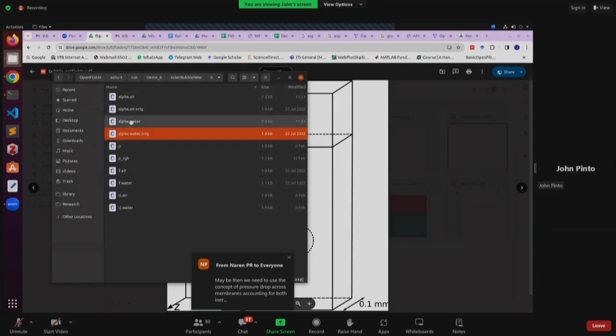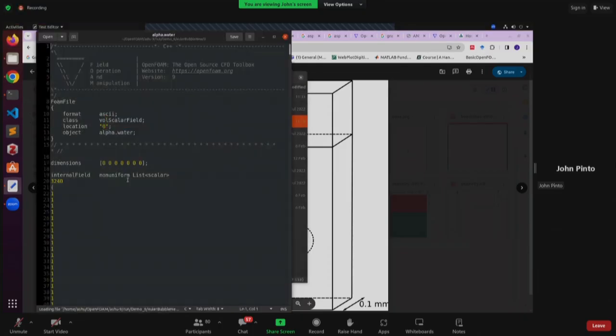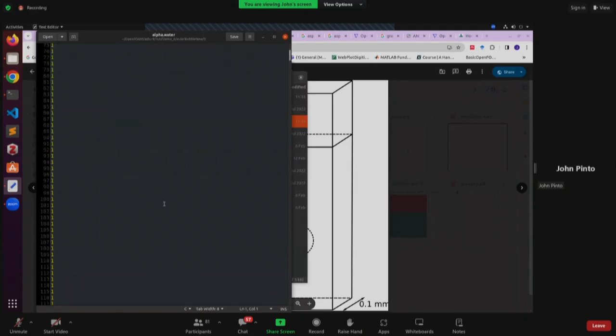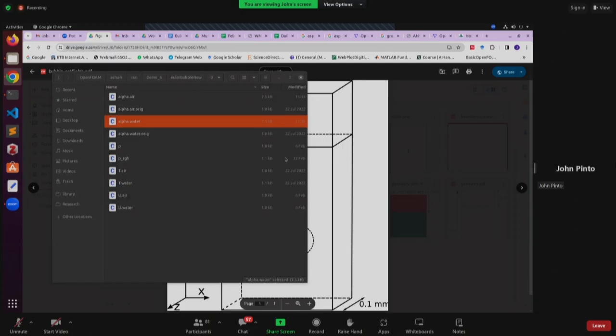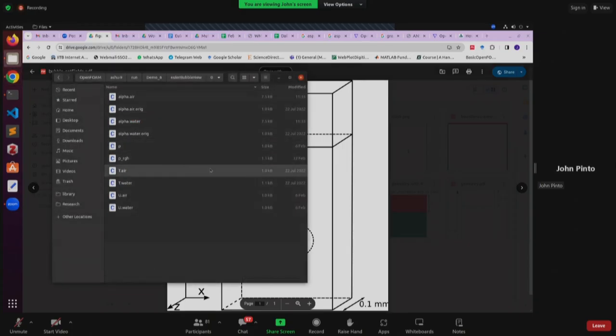And if you see this alpha.water, then it gives a list of the internal field where alpha.water is 0 or 1. In this case, where alpha.water is 1. So all our boundary conditions go to the end. So to have an original copy of that file, we name it as alpha.water.org.